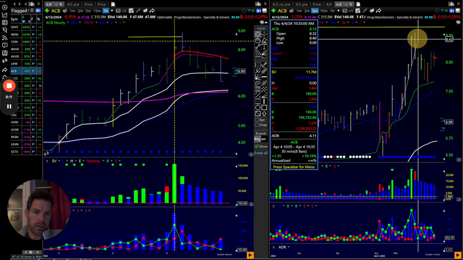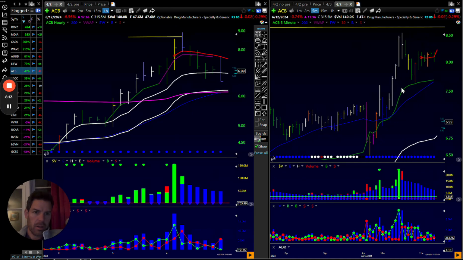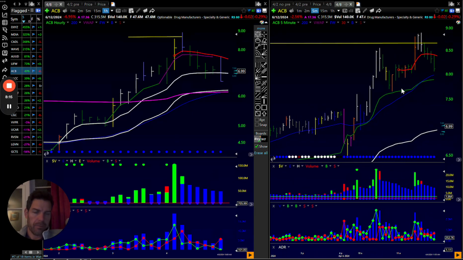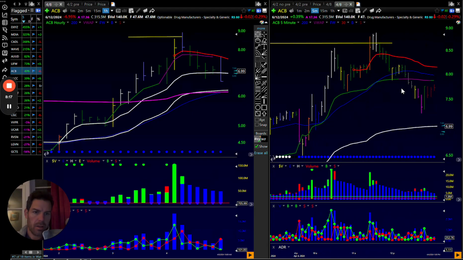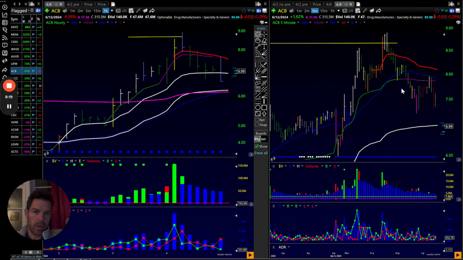If you're catching this move, you could scale out here, get back in. I mean, that's a 20% move. It comes down here, holds VWAP. Okay, and then this is why I like to have multiple time frames I'm looking at.